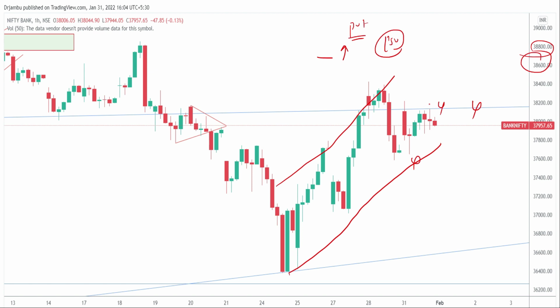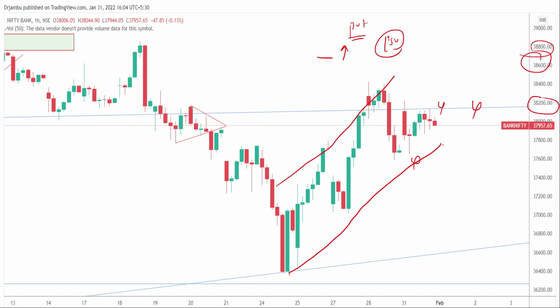The market went upside. So most probably in tomorrow's session also, I'm expecting good news from the budget regarding the PSU banks. So I'm expecting a good move in Bank Nifty, but before that the market has to sustain above this 38,200 level, then we can expect a further rally up to this 38,800 level.